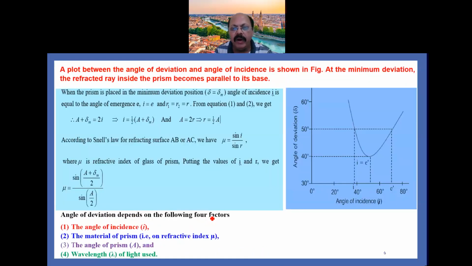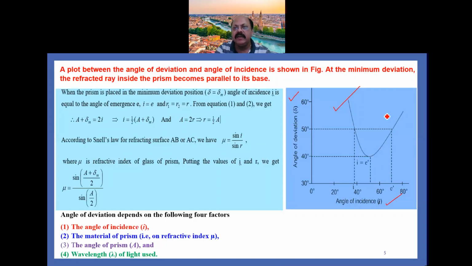Then you see here we plot a graph between the angle of deviation and angle of incidence. As you can see here, this is the graph. Here the angle of incidence is taken on the x-axis and angle of deviation on the y-axis. And from this graph it is very clear that as the angle of incidence increases, the angle of deviation decreases, and finally it achieves a minimum angle of deviation, and after that the angle of deviation increases with the corresponding value of angle of incidence.